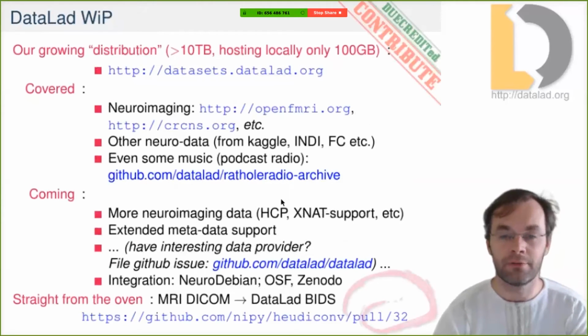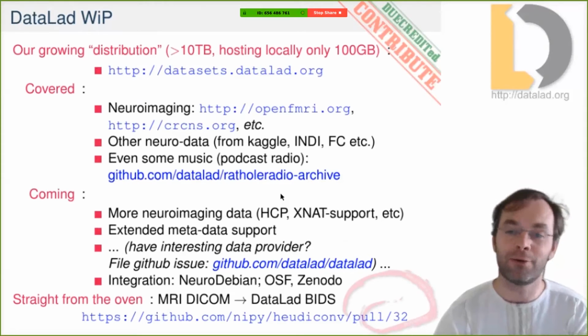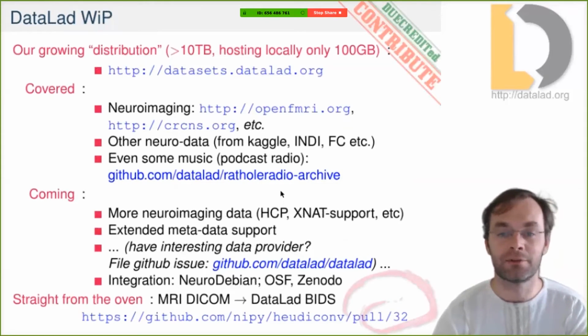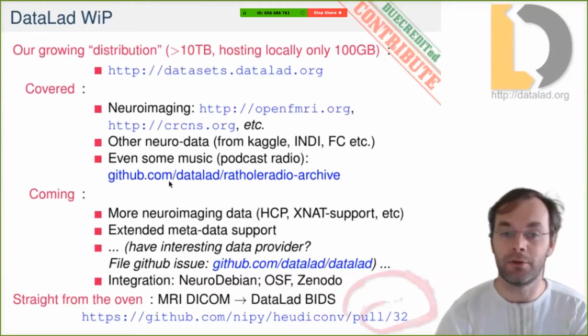Our distribution has grown up already to cover over 10 terabytes of data. We cover such data sets as OpenfMRI, CRCNS, Functional Connectome, INDI data sets, and even some data sets from Kaggle. Also the Radio Paradise podcast show, because it was a cool experiment to be able to crawl that website and collect all the data about timing of the songs. So check it out. It's available on GitHub, although the data stays, again, with the original provider.